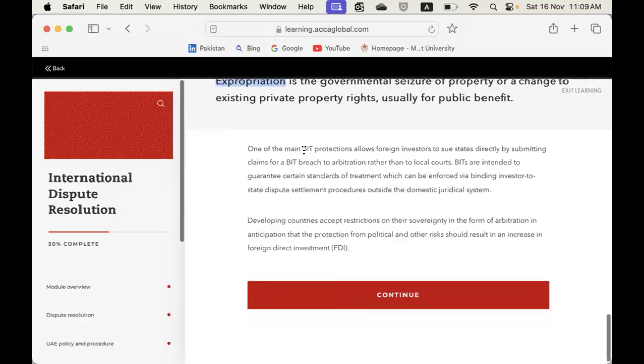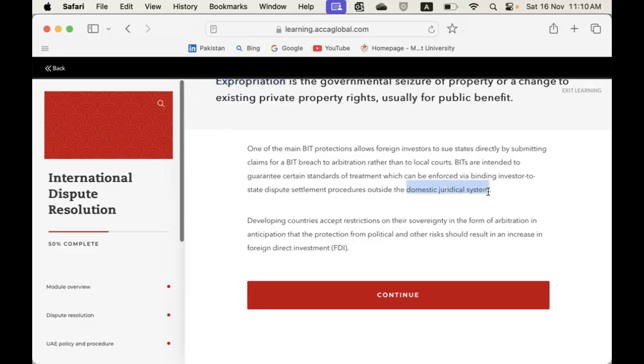One of the main bilateral investment treaty protections allows a foreign investor to sue states directly by submitting a claim for a BIT, bilateral investment treaty breach, to arbitration rather than to local courts. So, more to arbitration and less to local courts. Bilateral investment treaties are intended to guarantee certain standards of treatment, which can be enforced via binding investor-to-state dispute settlement procedures outside the domestic juridical system.